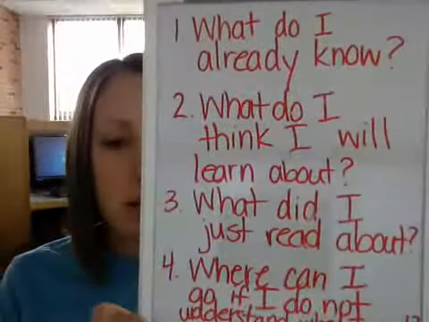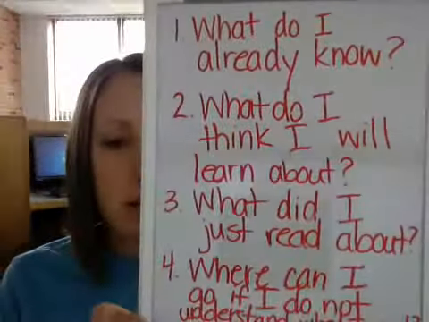Number 2, what do I think I will learn about? You don't know for sure, so you're kind of guessing. And we talked about how inferring means that you guess from what you know. So you're guessing what's going to happen from what you know.